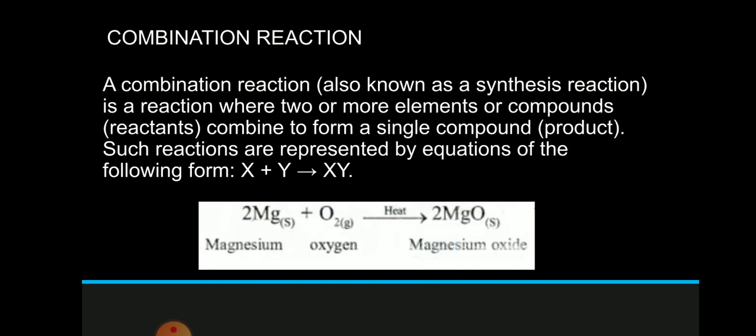So here, for example, magnesium combines with oxygen when they are both heated up, and we get a new product, magnesium oxide, where two substances are reacting or combining with each other and a combination reaction is occurring.